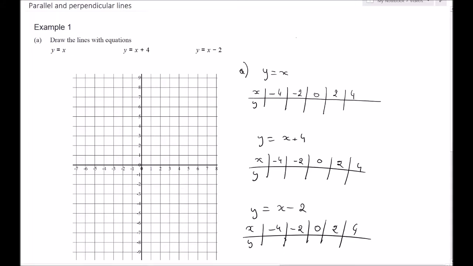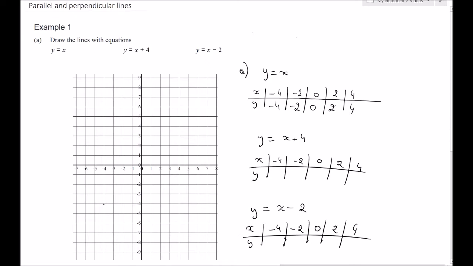In this video, we're going to have a look at parallel and perpendicular lines. We're going to start off with drawing a few equations. Okay, so we have y is equal to x. I already made a little table. So that means when x is minus 4, y is also minus 4. When x is minus 2, y is also minus 2. When x is 0, y is 0. When x is 2, y is 2. When x is 4, y is 4. Let's plot those on the graph.